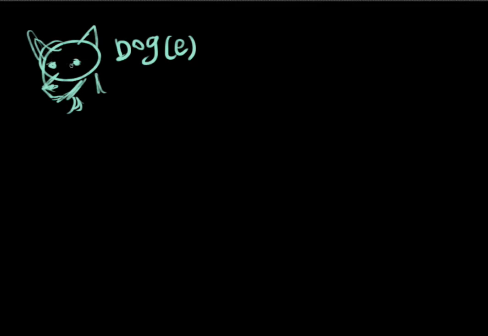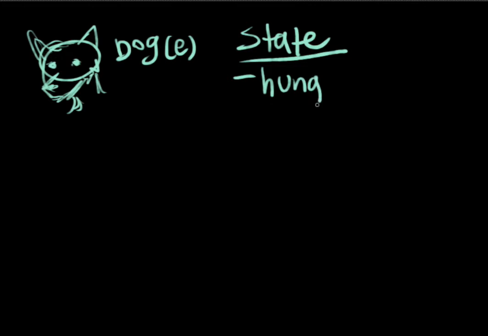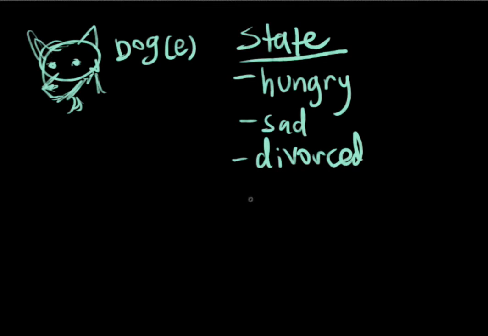Now that we know what objects and classes are, we have to do something with them. Remember the dog, right? Our dog friend. And remember, our dog has both state and behavior, and that's basically what it sounds like. So, state is something that a dog is. For example, a dog can be hungry, tired, sad, divorced, in custody, like those kinds of things, normal dog stuff.